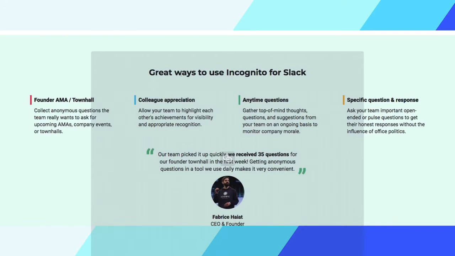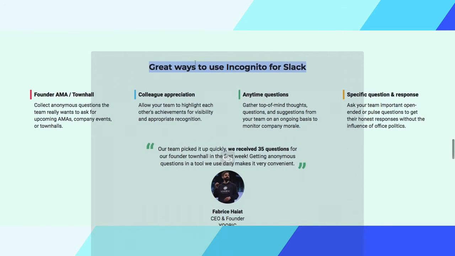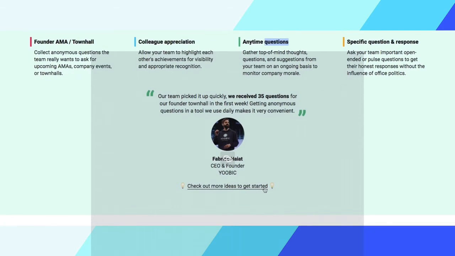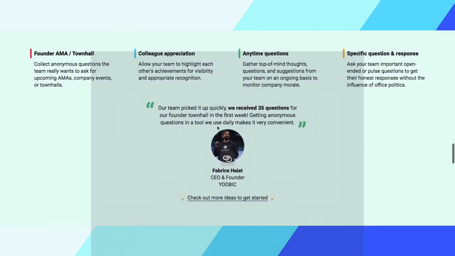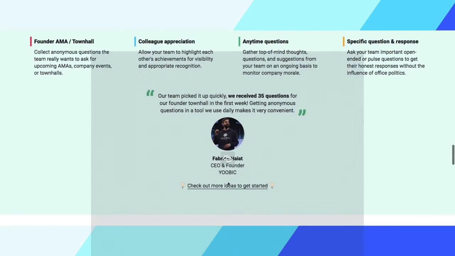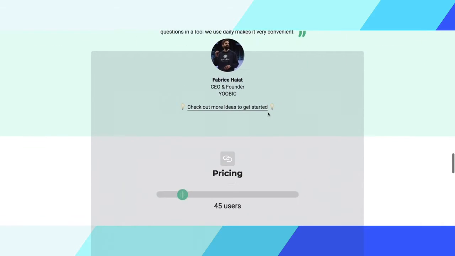And then here you're showing the use cases for it. How would you use it? Well, you can do an AMA, you can give feedback to the people in your team, or if people have questions. And then there is strong social proof here with the name of the founder, the title, and the company the person works at. You also have a link here for ideas. I guess this makes sense in the context of this section. I'm not sure why you've placed "check out more ideas" under the testimonial from Fabrice Hayat.